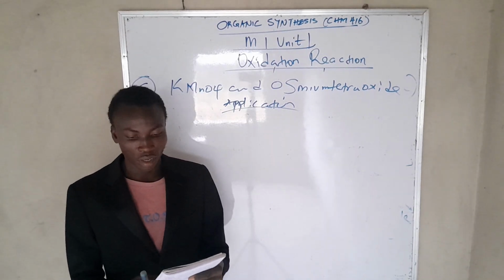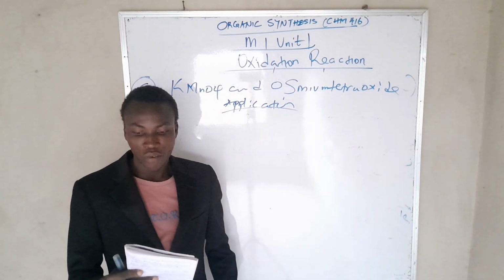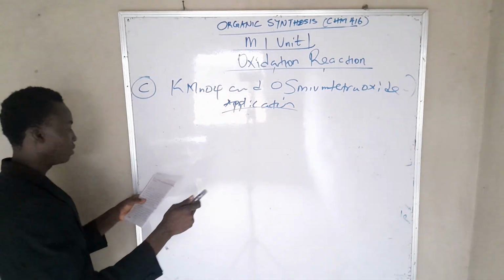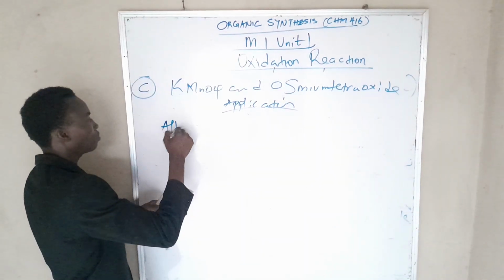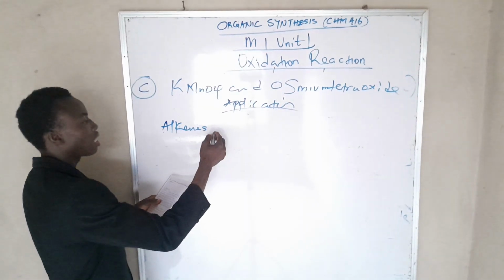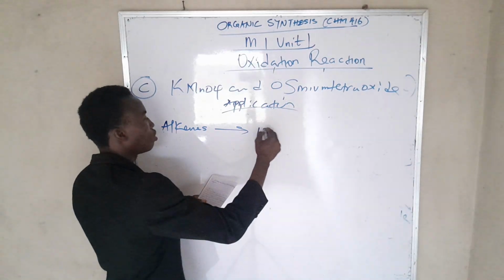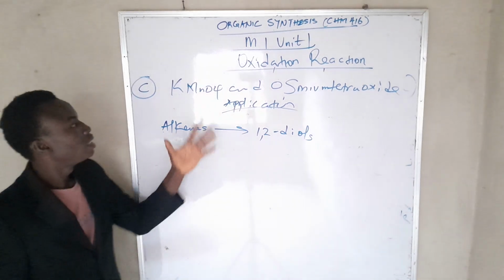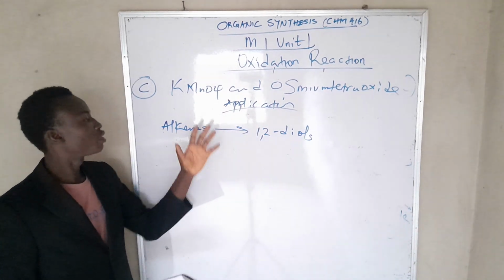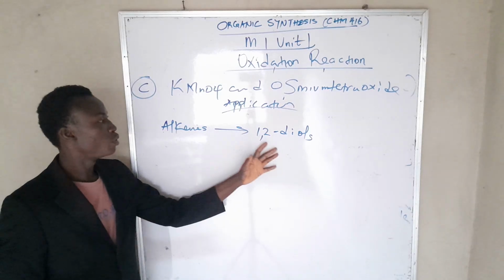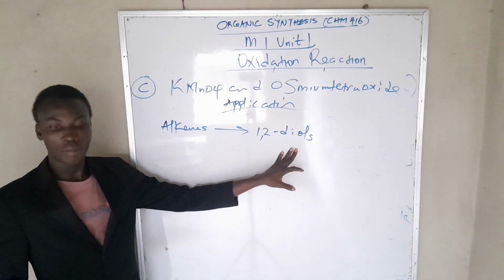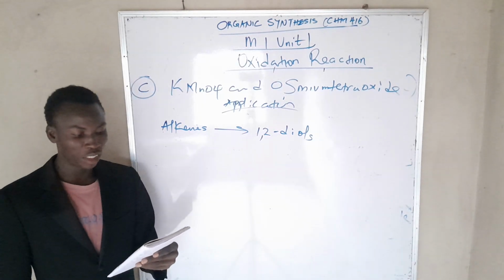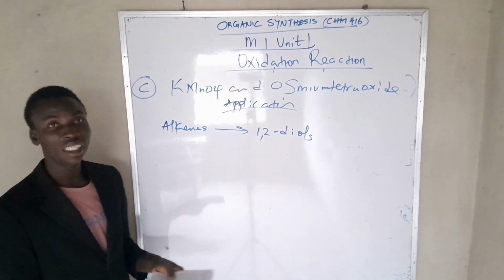They must be in aqueous phase, take note of that. In aqueous phase, they react with alkenes to yield 1,2-diols. This given compound, when it reacts with alkenes, produces 1,2-diols. I believe you know where that one is coming from. The reagent is used to convert alkenes into the corresponding diol, which is called the glycol.